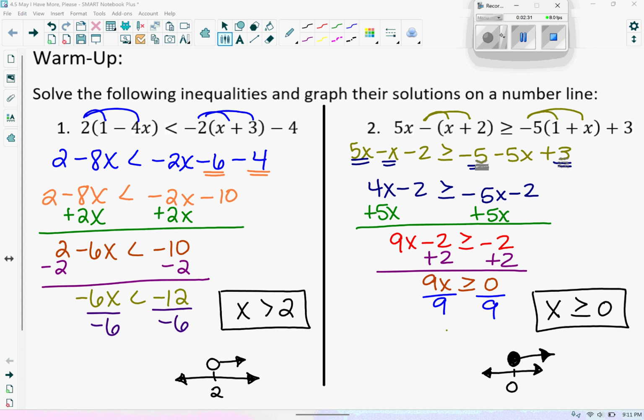All right, pause it if you need to. I'm going to keep moving. You can look through number 2 as well and see all the steps and the answer there.